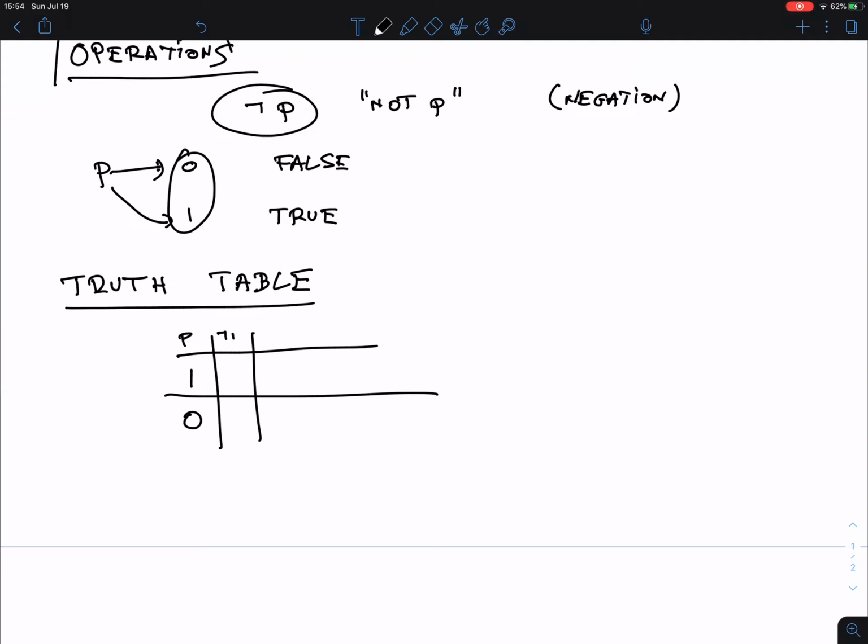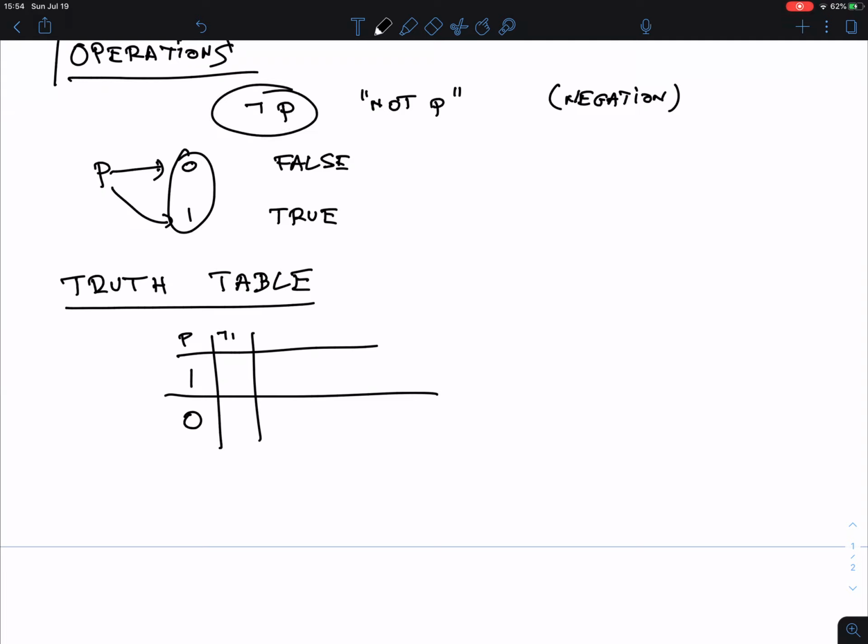If P is 1, meaning P is true, then not P has to be false, so 0. If P is 0, meaning P is false, then not P is true, so 1. So that's what a truth table does.